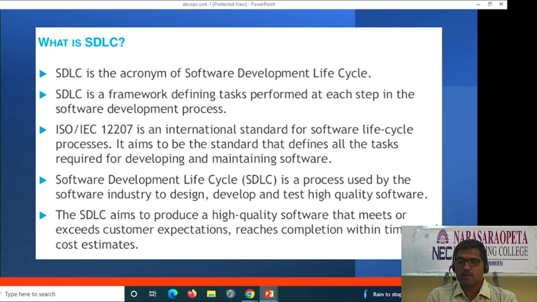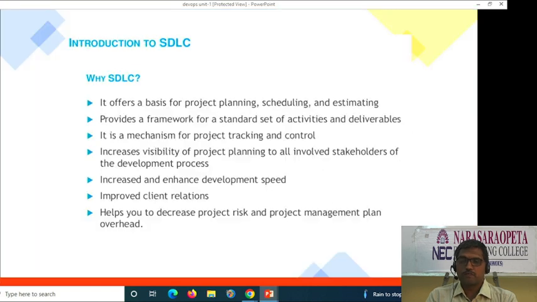So these all come into the picture when developing software in the software development life cycle. Basically, it offers the process plan, scheduling, and estimating. Initially, when you are developing any software, you have to frame it as one structure. The very beginning is the identification of the problem.